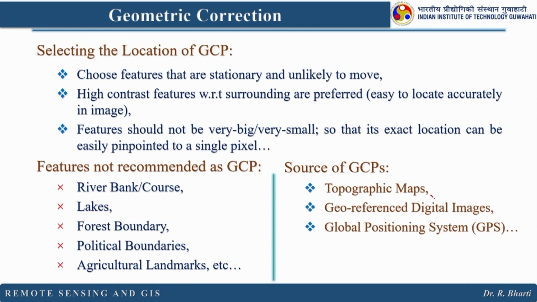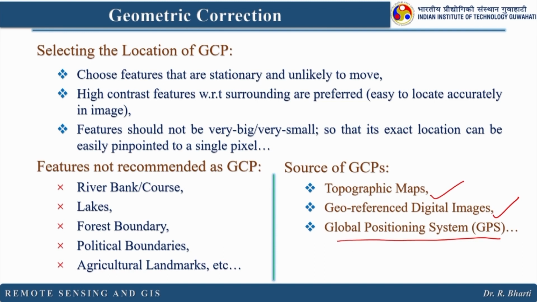So first thing is topographic map. You have seen already that if you have a topo sheet where each pixel is having x, y and z value, that can be considered as a source of GCP. Second is you have already a corrected satellite image, that also can be used as a source of GCP. And third one is GPS.